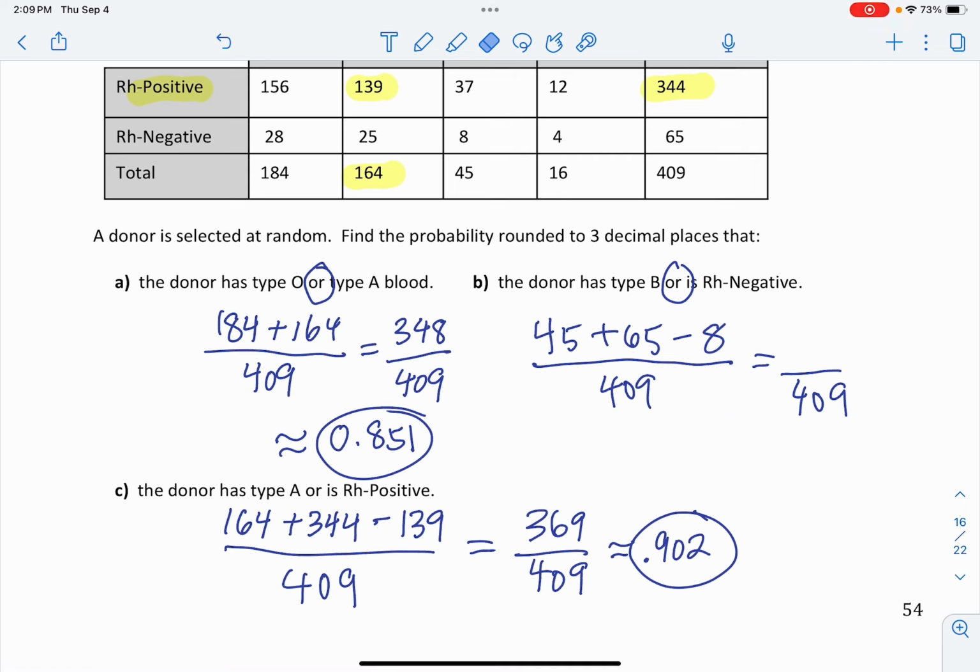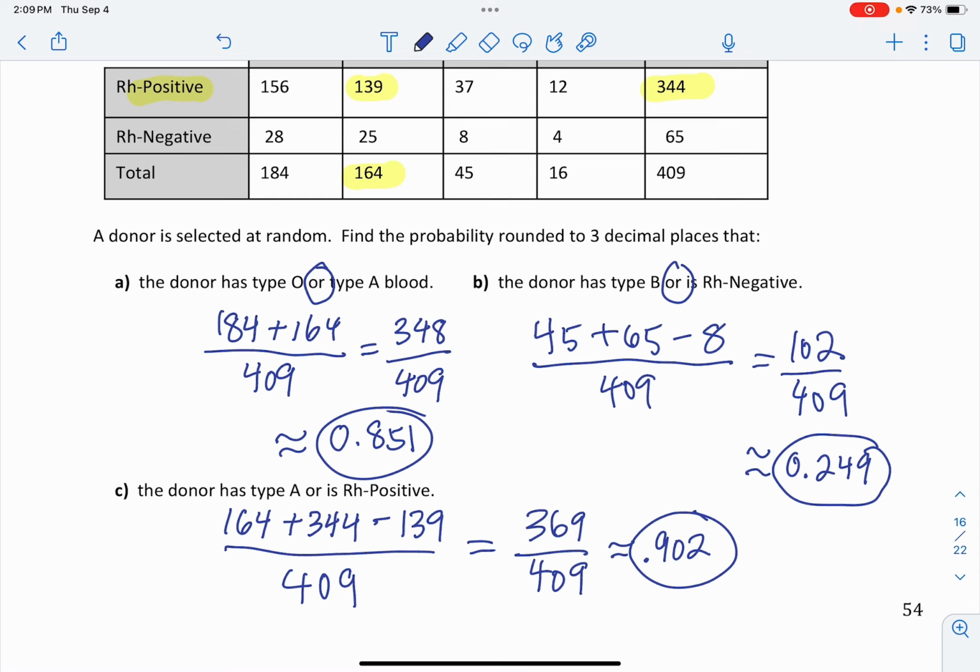Good thing this thing erases. Okay. 45 plus 65 minus 8 is 102, right? So this one is 0.249. There we go. I fixed it. You were probably thinking, oh man, he's not going to fix that. It's not a good video, but I did it. I fixed it. It's all accurate.